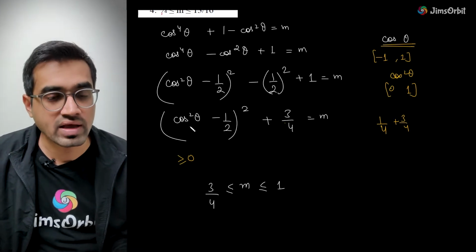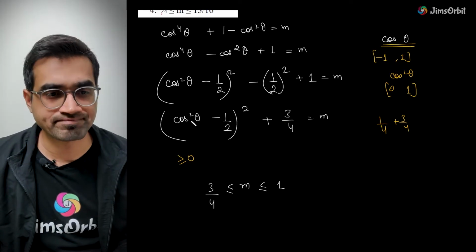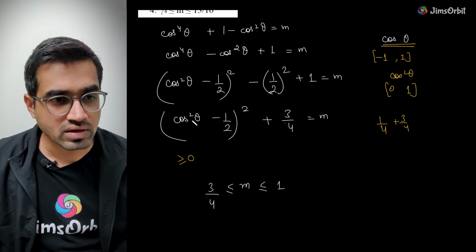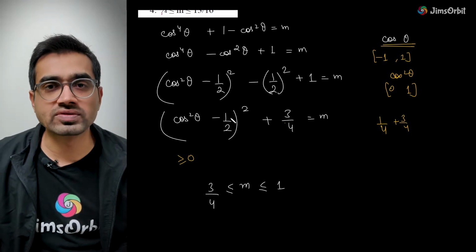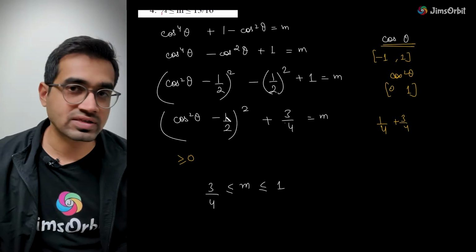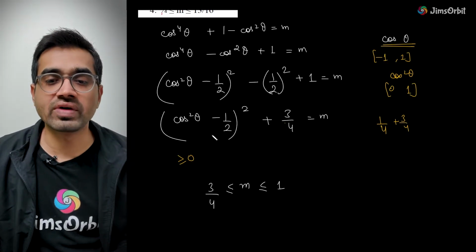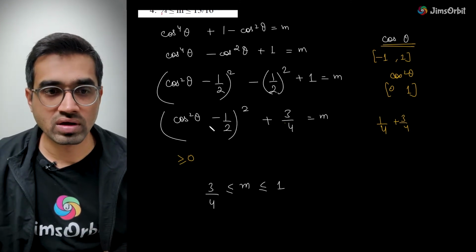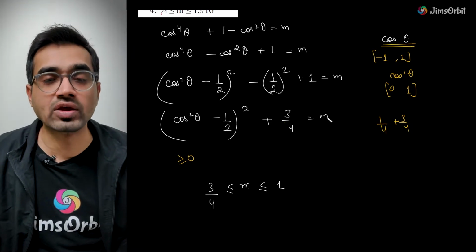Now try to understand why. If you take cos square theta, let us say, to be 1 by 4. What is 1 by 4 minus 1 by 2? It is minus 1 by 4. What is minus 1 by 4 whole square? 1 by 16. Now obviously 1 by 16 is less than 1 by 4. So this is not going to be the maximum value for m.